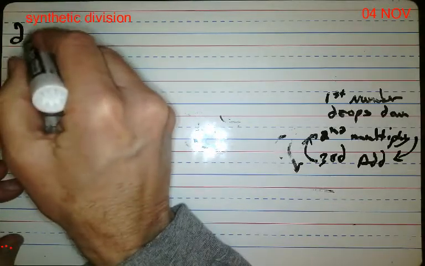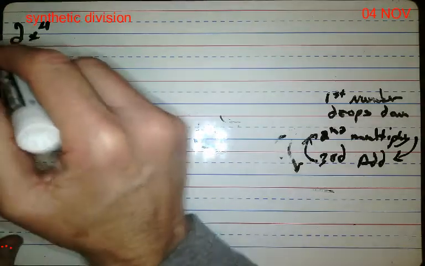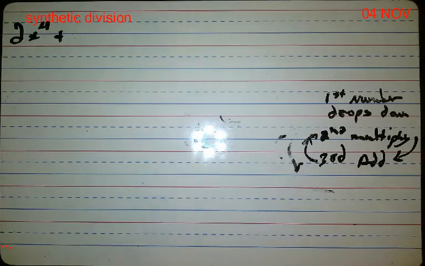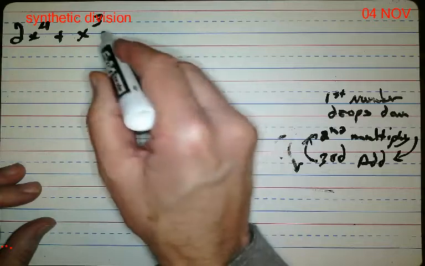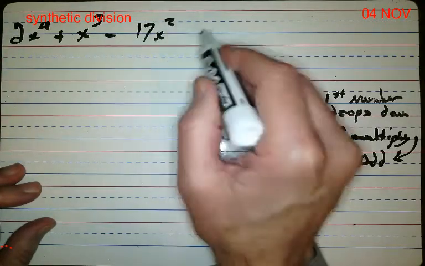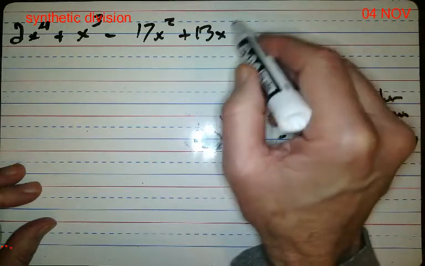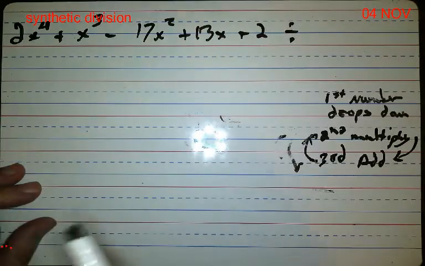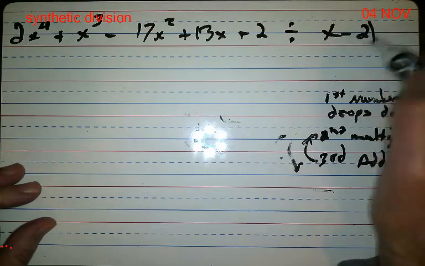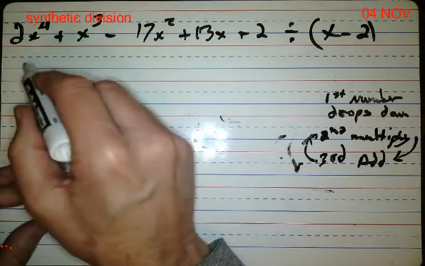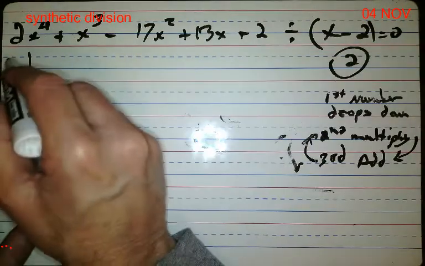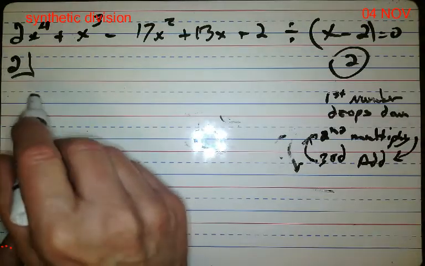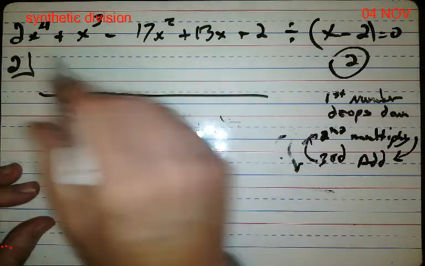2x⁴ plus x³ minus 17x² plus 13x plus 2, all of that divided by x minus 2. Okay? Now you tell me what goes there. Aha! What makes this equal 0? Positive 2. That's what goes there. Yes, sirree. Good job.